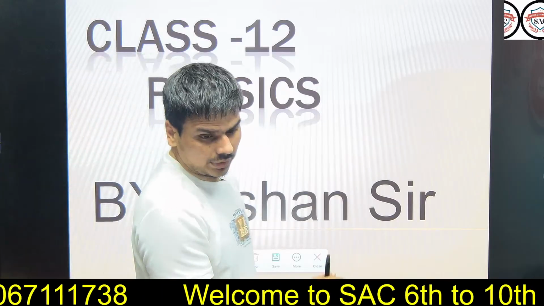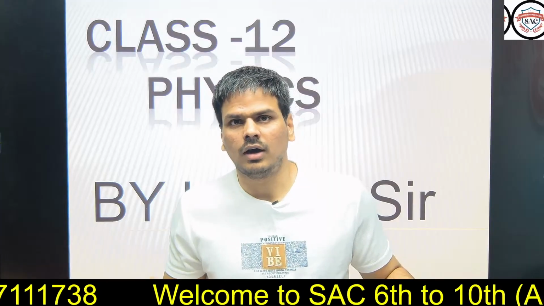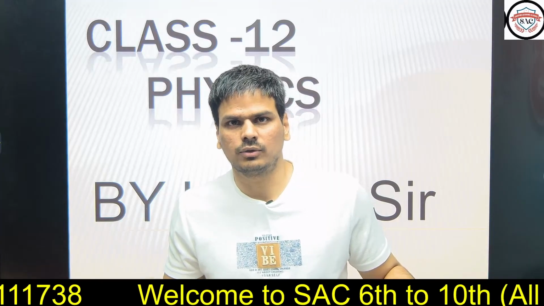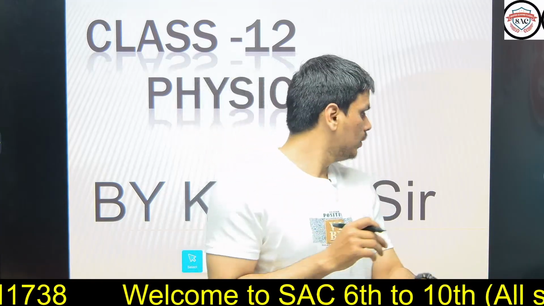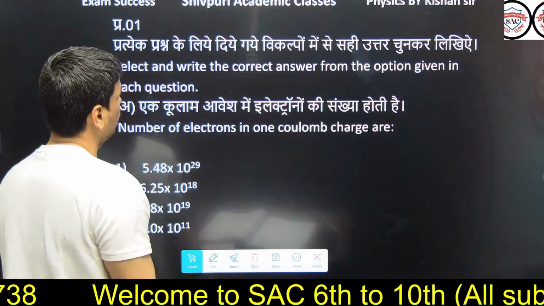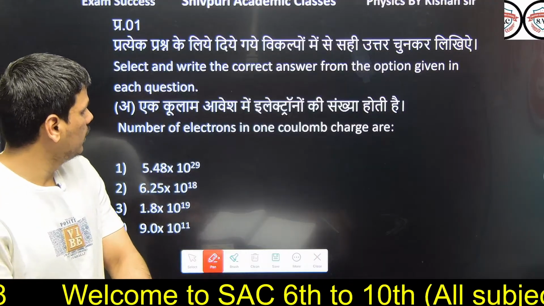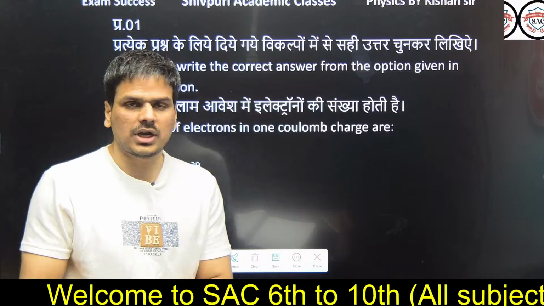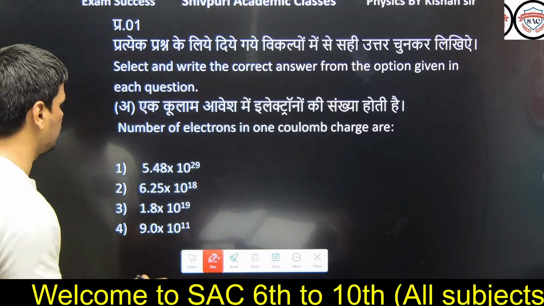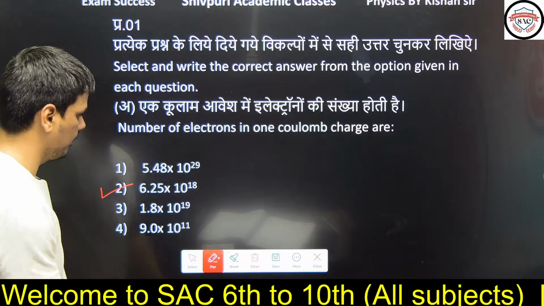Okay, so welcome to our class. Today we are going to solve an examination paper of class 12th MP Board Physics. Okay, so we should move towards our first kind of questions. The first kind of question is choose the correct options. The first question: number of electrons in 1 coulomb charge are 6.25 into 10 raised to power 18.